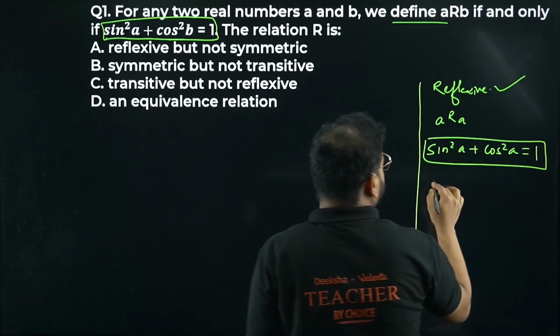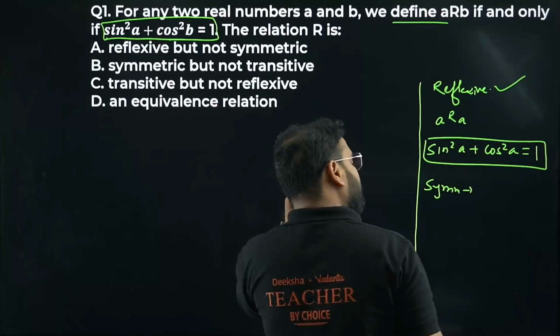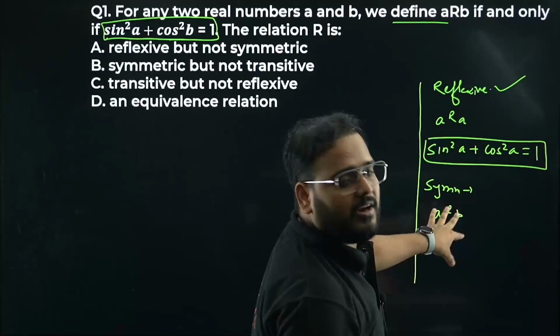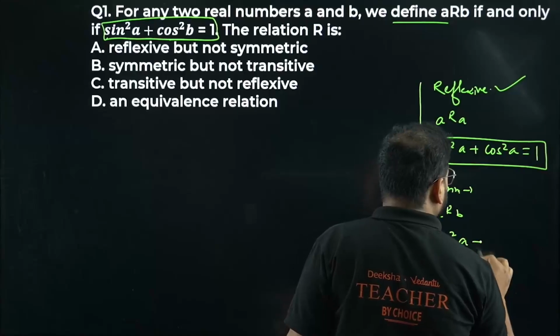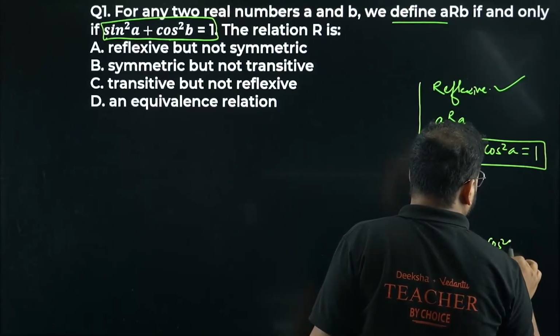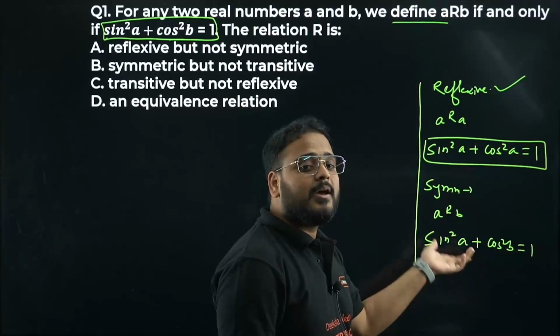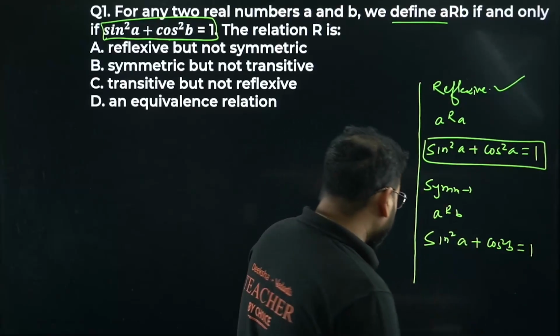Let's look at symmetric now. If ARB is there, then BRA also has to be there. Let's write for ARB first: sin square A plus cos square B equals 1. Then we have to prove that if this is true, sin square B plus cos square A also has to be 1. How can we prove that?